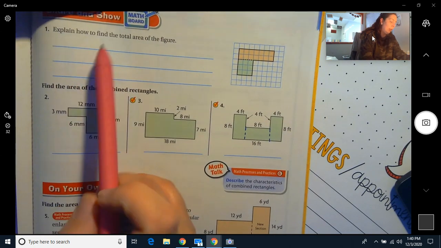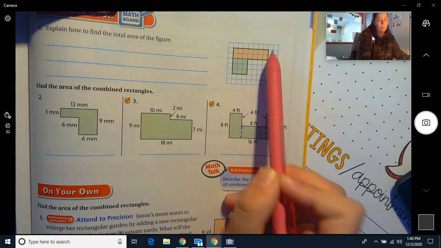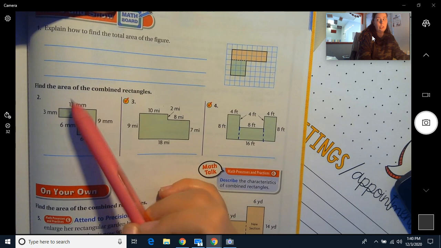Okay, it says, explain how to find the total area. I can just count the squares, so we're going to skip this one. We're going to go straight to 2, okay?